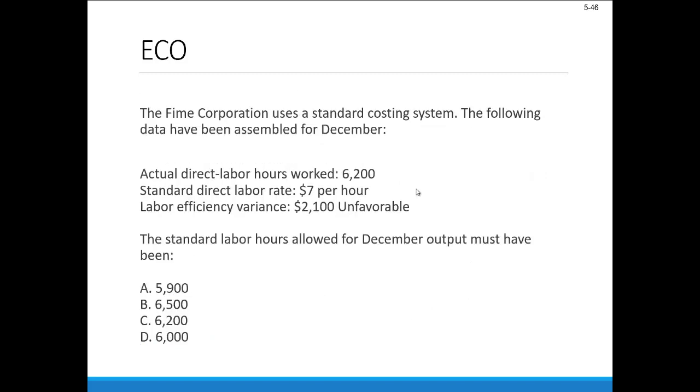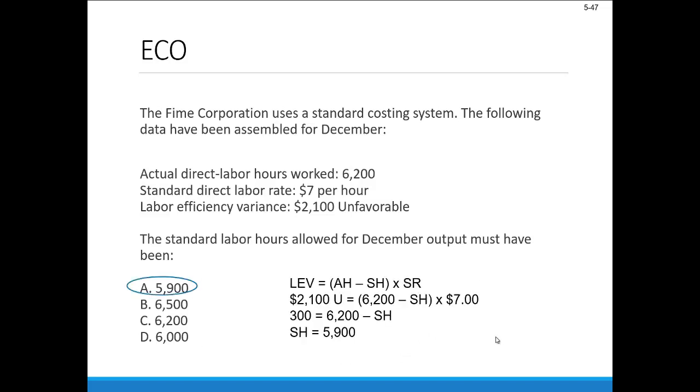One more here. The FIME Corp uses a standard costing system. The following data has been assembled for December. We had actual labor hours worked of 6,200. The standard direct labor rate was $7 per hour. The labor efficiency variance was 2,100 unfavorable. Given that, the standard labor hours allowed for December output must have been what? So pause this here, work through that, and then come back for the solution.